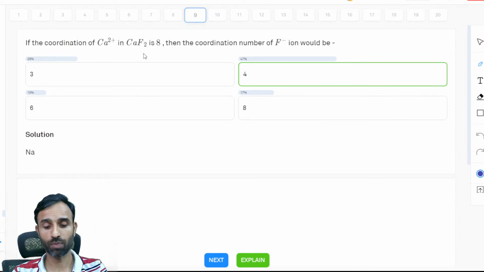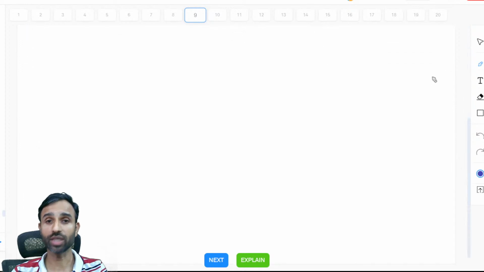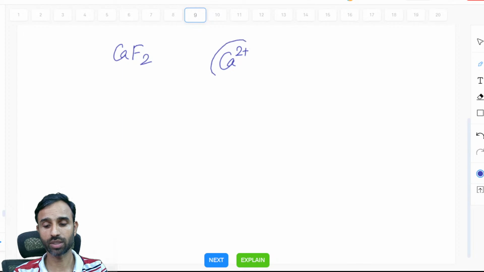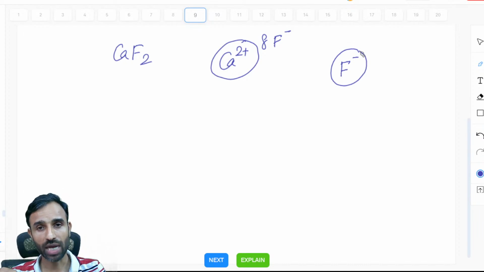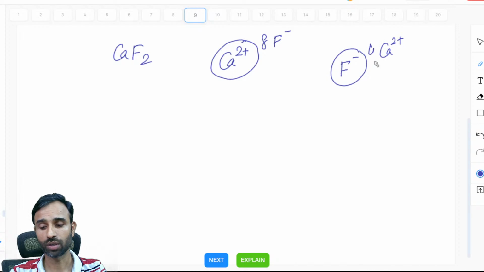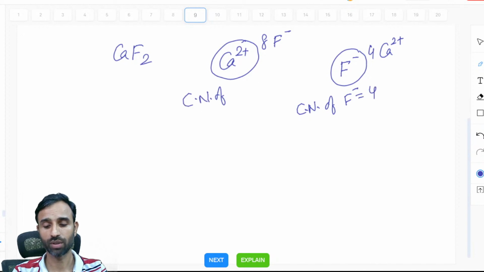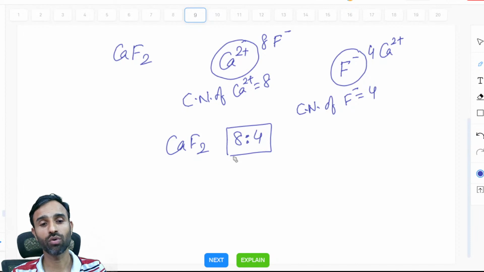Okay, so the coordination number of Ca2 plus in CaF2 is 8. So what is the coordination number of F negative? Keep in mind while doing this question, in CaF2 it is given that calcium 2 plus is surrounded by 8 fluoride ions. So obviously to make this compound electrically neutral, F negative is surrounded by 4 calcium 2 plus. That's why the coordination number of fluoride ion is 4 and of calcium 2 plus is 8. So in CaF2 the coordination number is 8 is to 4.